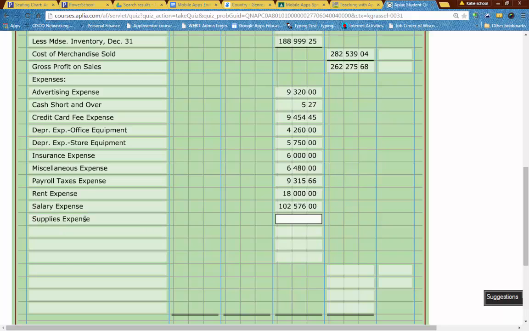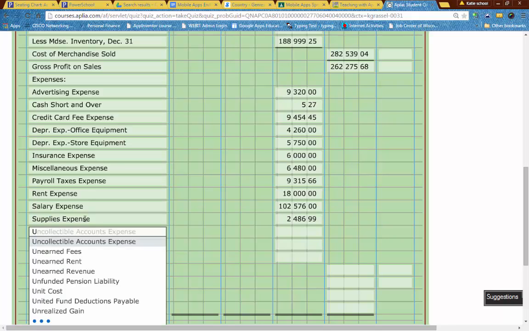Make sure you're getting all of your numbers for your expenses from the income statement column, not the trial balance. Why? Because some of these are adjusted, and if you take them from the trial balance, it will not be after the adjusted part.